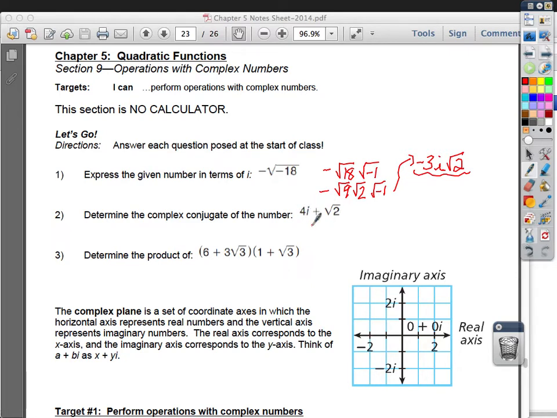Complex conjugate. First of all, is this written in a plus bi form? Is it? What do you think? No, it's not. That's a problem. What we need to do there is just make sure we rewrite it real quick just to feel all warm and fuzzy on the inside. And our complex conjugate, remember, you change the sign on the imaginary portion.